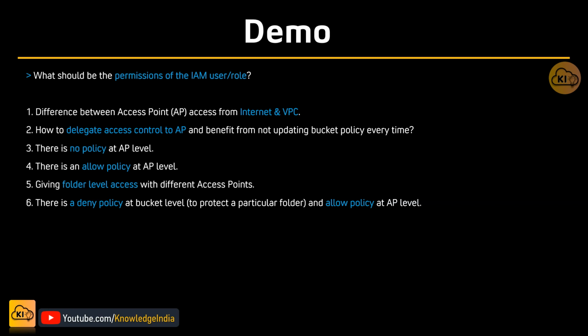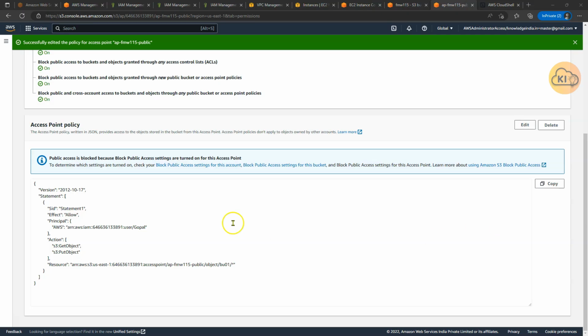Now, what if there is a use case? What if you have a scenario where there is a particular folder in this bucket from which objects should never get deleted, but somebody can go ahead and write an access point policy in which the person may give delete object permission on that particular folder as well, but you don't want that to happen. So how will you handle such a scenario? Let's go ahead and see that.